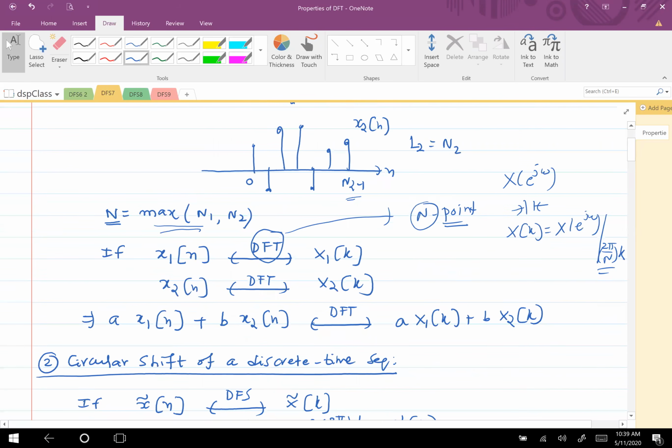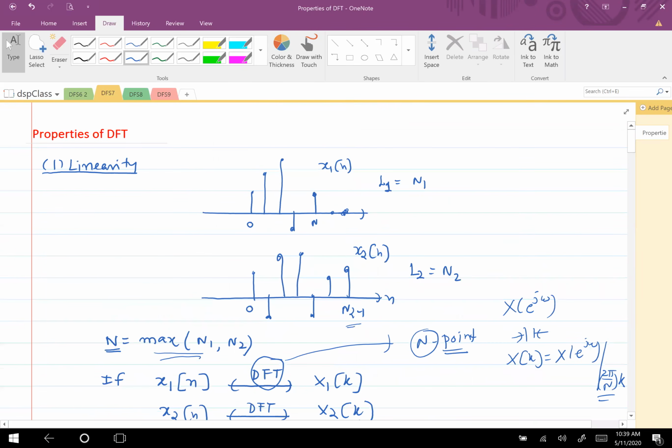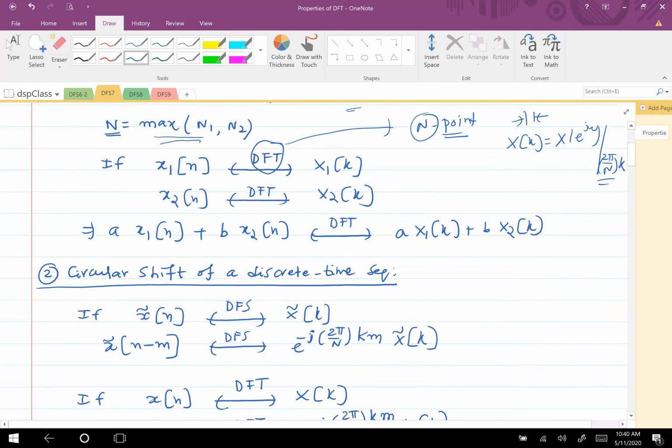And we also discussed that if your N value is less than any of the lengths of these two signals, then time domain aliasing would happen. So as long as the N value is greater than or equal to the length of the sequence, that would be fine.